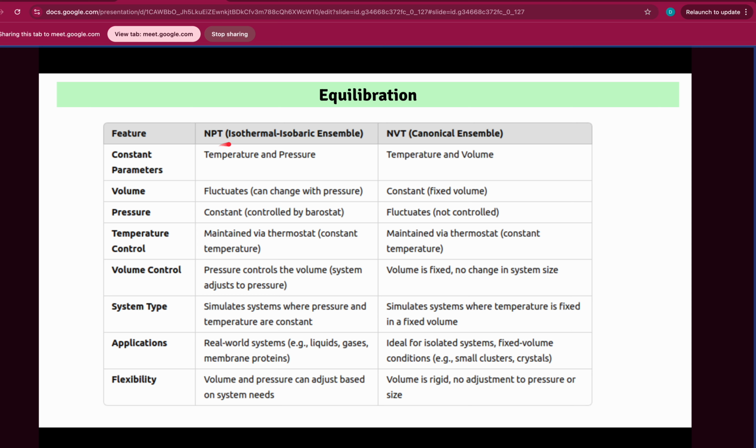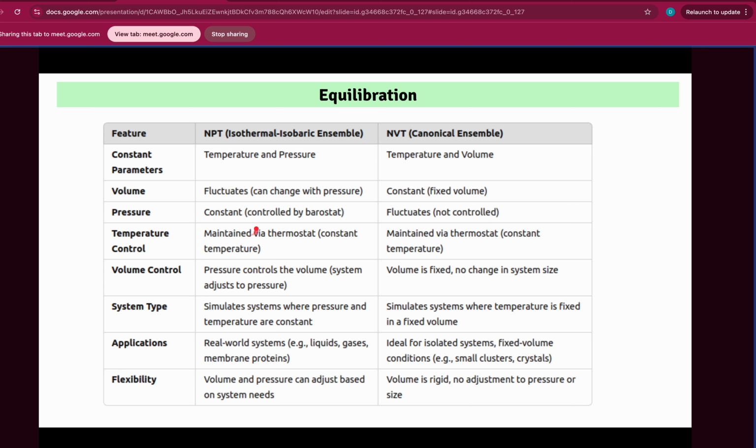Now volume. In NPT, volume can fluctuate and change with pressure, whereas volume is fixed in NVT. As the name says, VT means volume and temperature fixed, PT means pressure and temperature fixed. Then pressure: pressure is constant in NPT, whereas in NVT pressure is not controlled, so it can fluctuate.